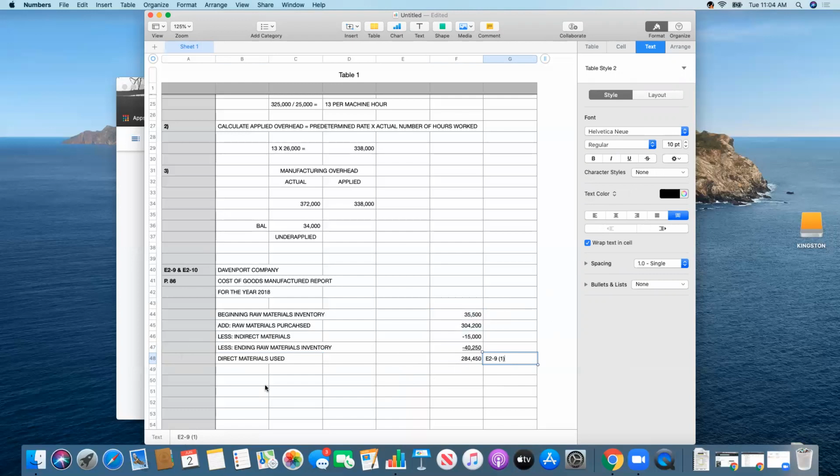Okay, so now we want to add direct labor. Direct labor is $275,300. And applied manufacturing overhead.